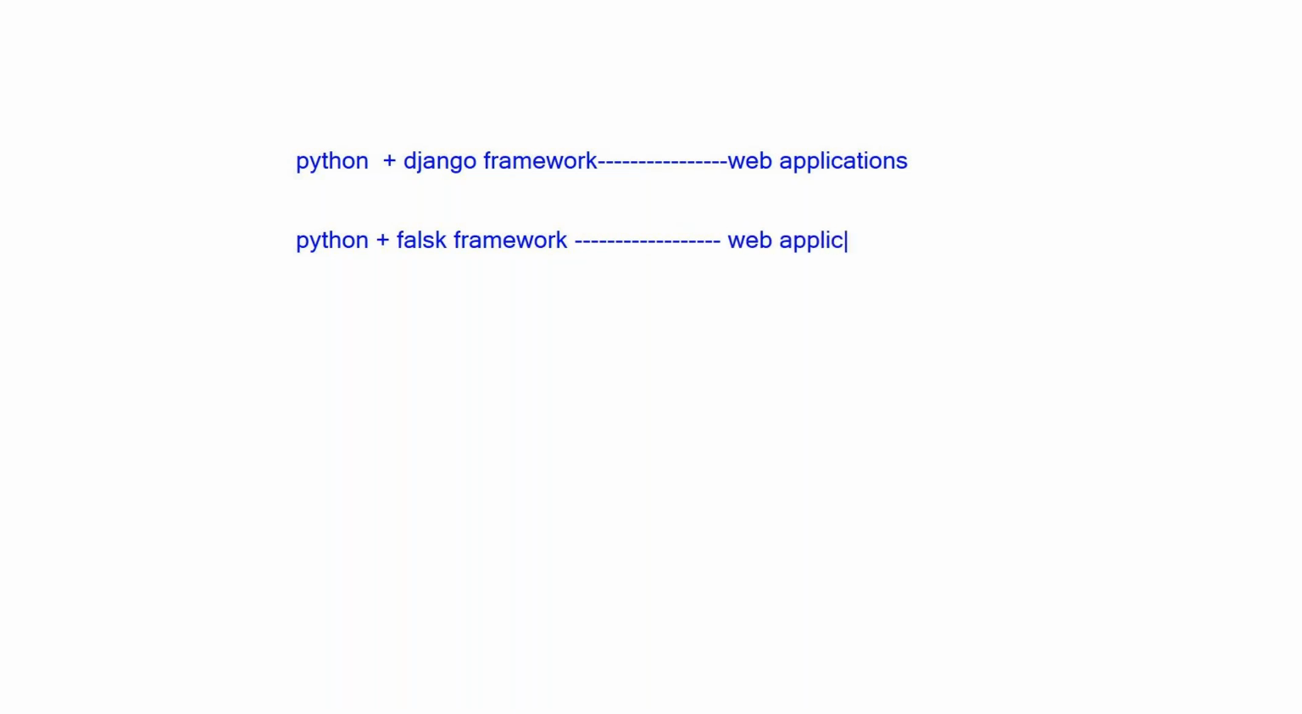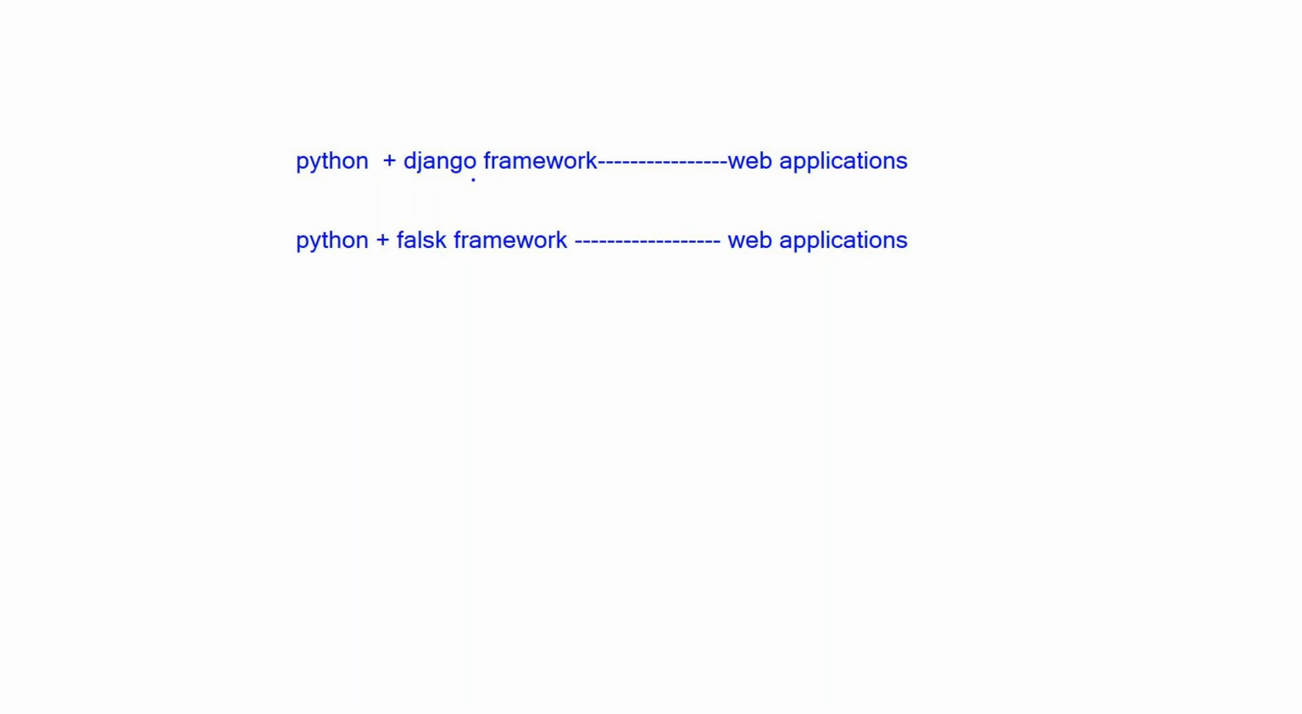As I said yesterday, there are two ways to develop web applications in Python. One is using the Django framework. The other is using the Flask framework along with Python. Python will be integrated with the Django framework to develop web applications. Python will be integrated with the Flask framework to develop web applications. Thus there are two flavors.